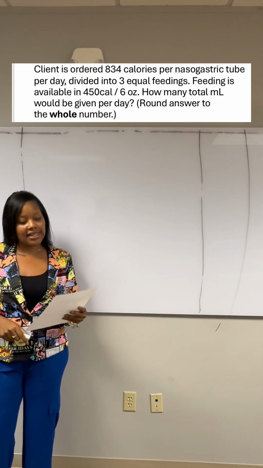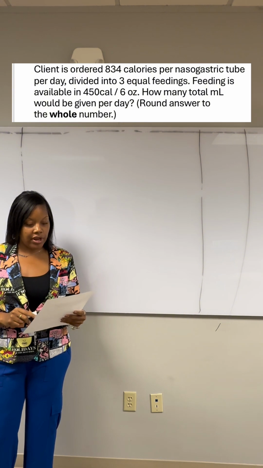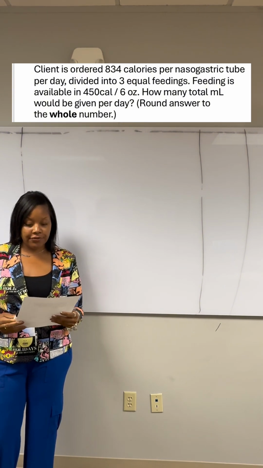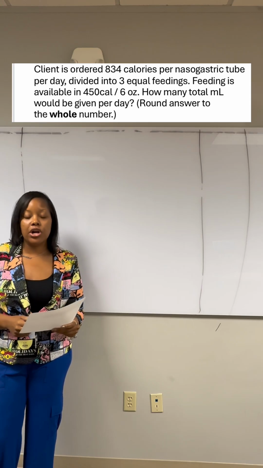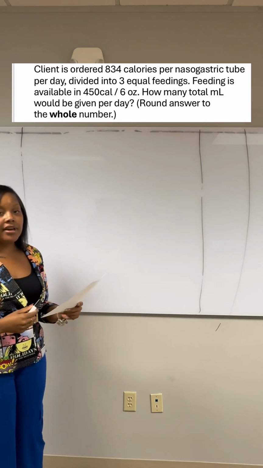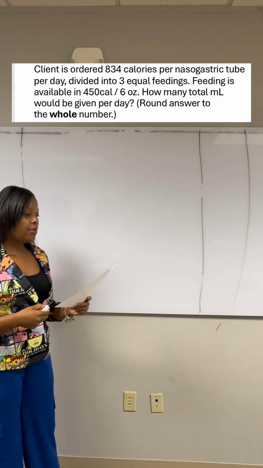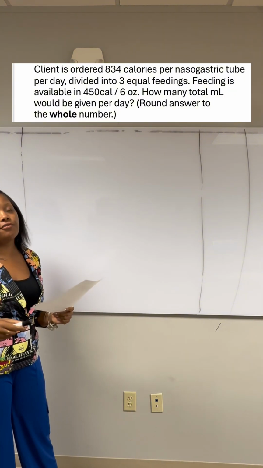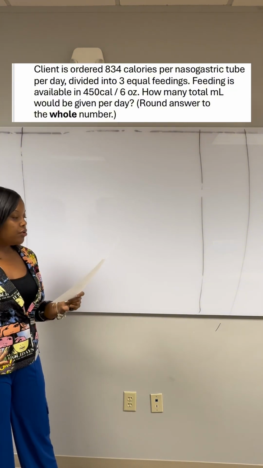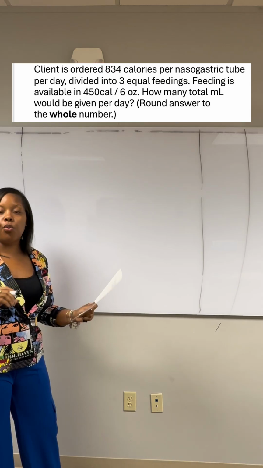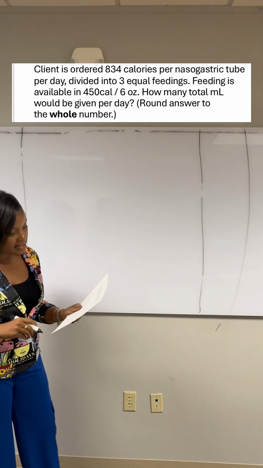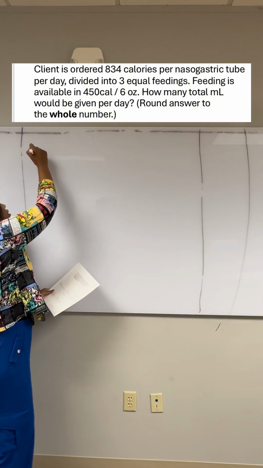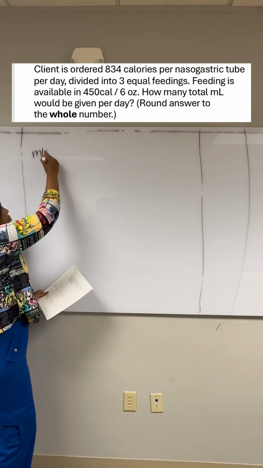The question says the client is ordered 834 calories per NG tube, divided into 3 equal feedings. Feeding is available in 450 calories per every 6 ounces. So the question is, how many total mLs will be given per day? Round your answer to the nearest whole number. First we need to figure out what the question is asking. It's asking us how many total mLs will be given per day. So we know our answer needs to be in mL, so we're gonna go ahead and put that down.